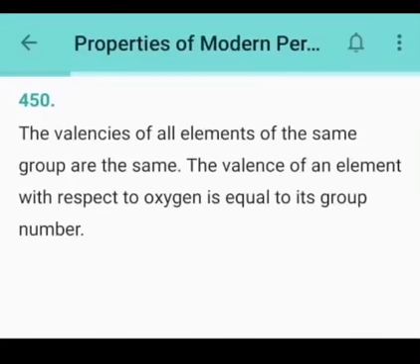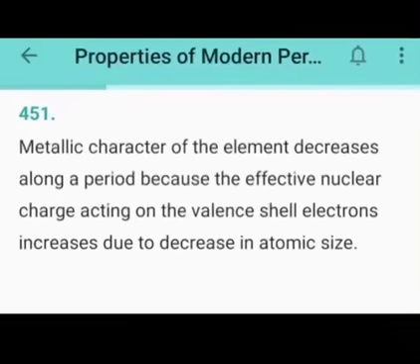The valencies of all elements of the same group are the same. The valency of the element with respect to oxygen is equal to the group number. Metallic character of the element decreases along a period because the effective nuclear charge acting on the valence shell electrons increases due to the decrease in atomic size.